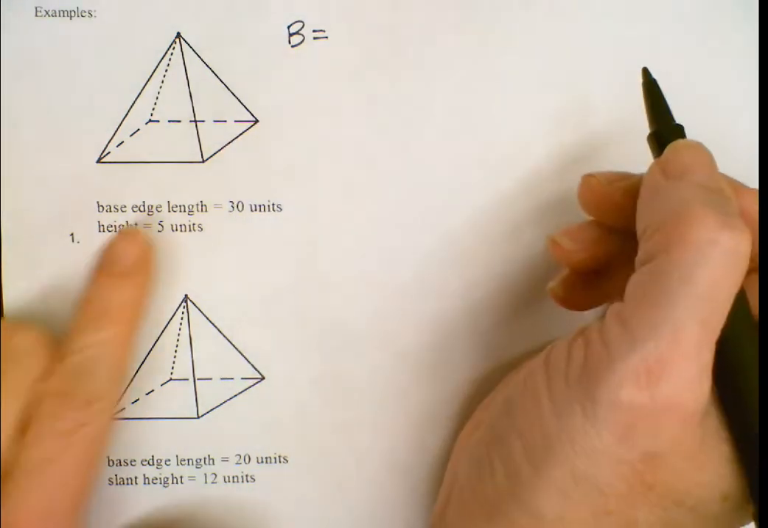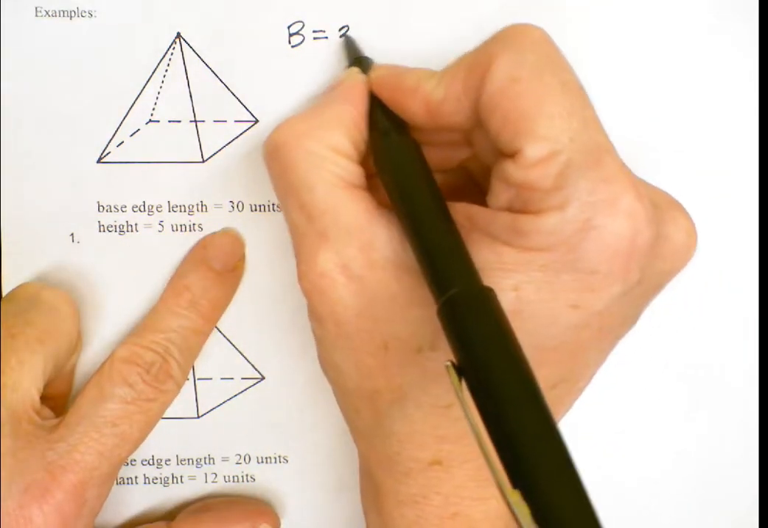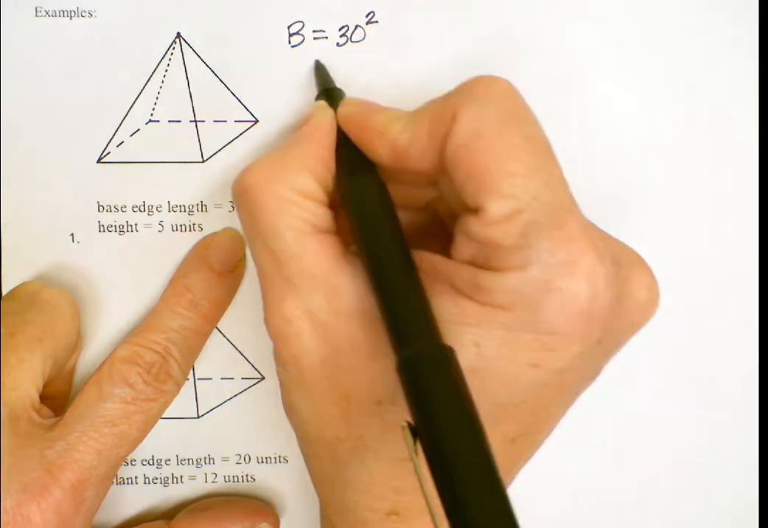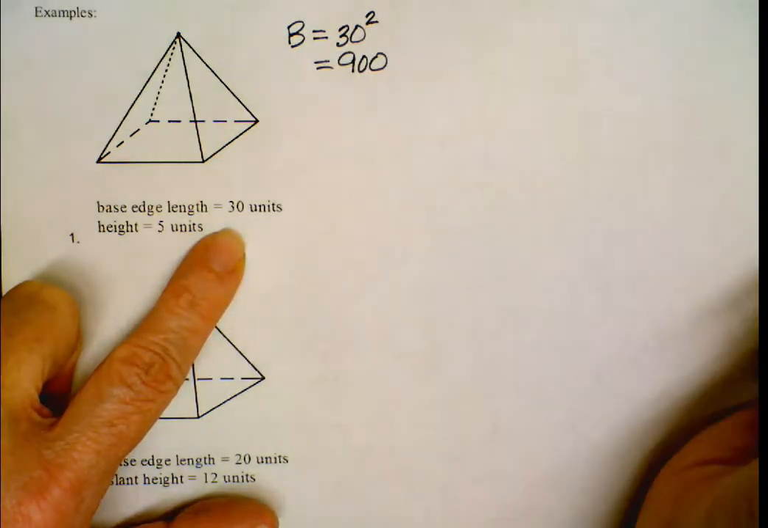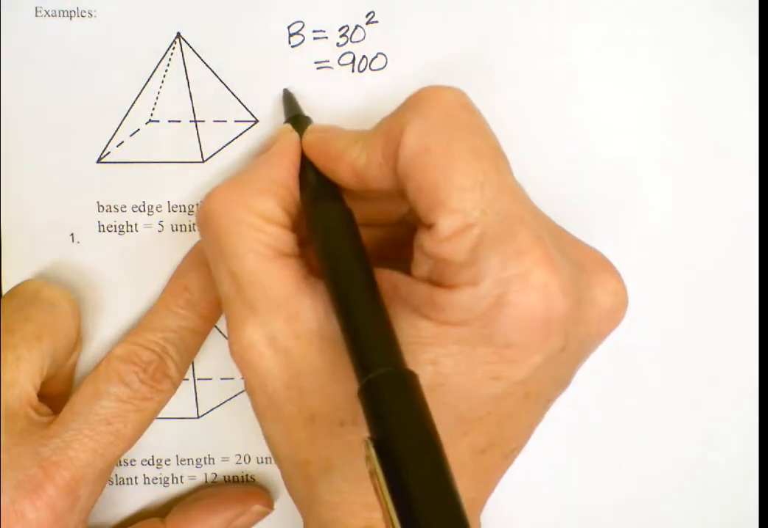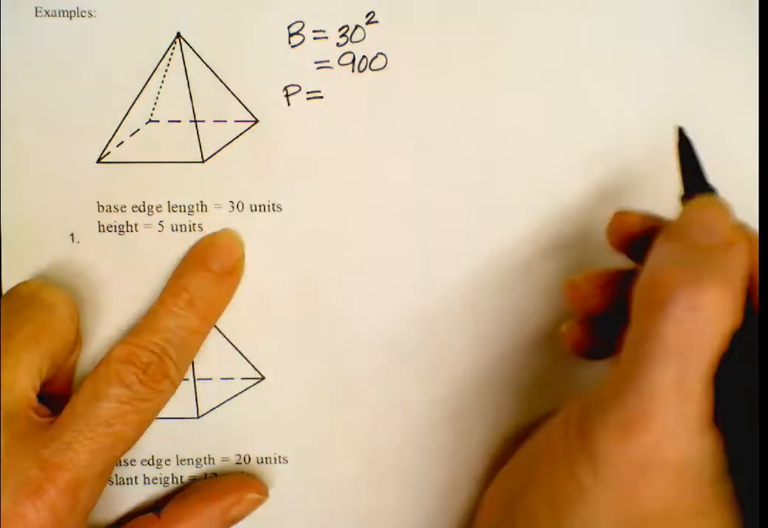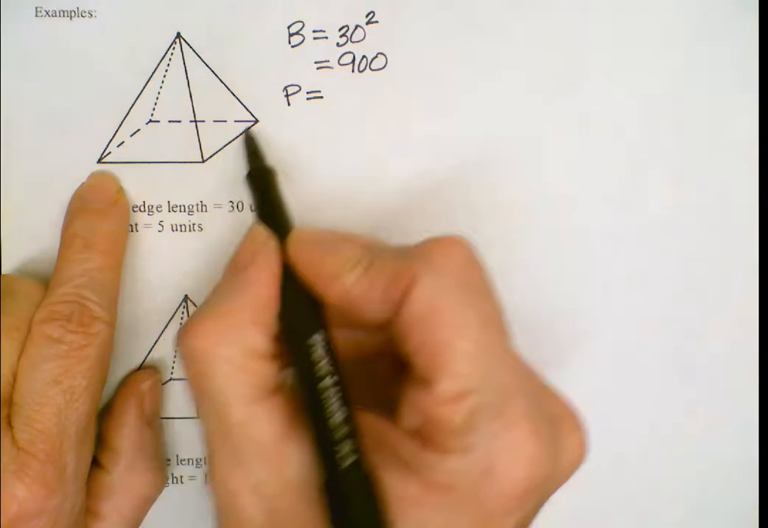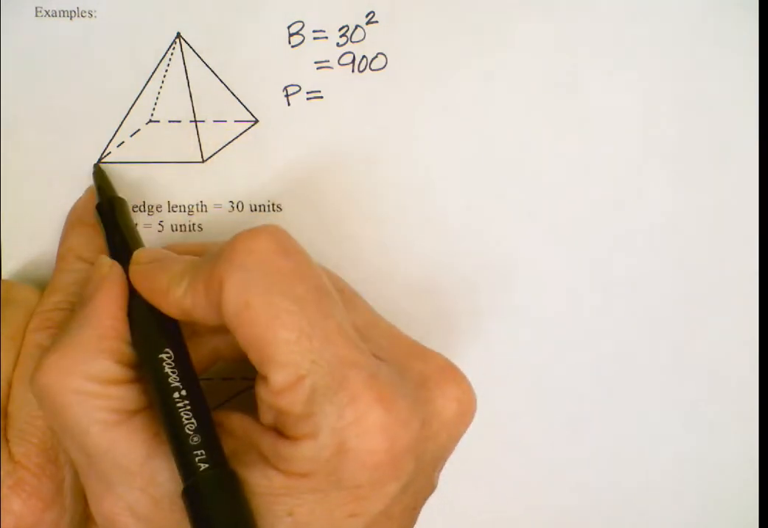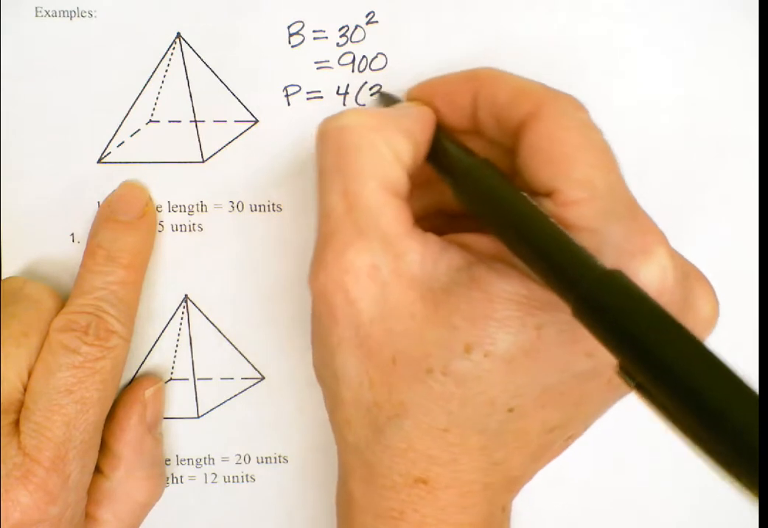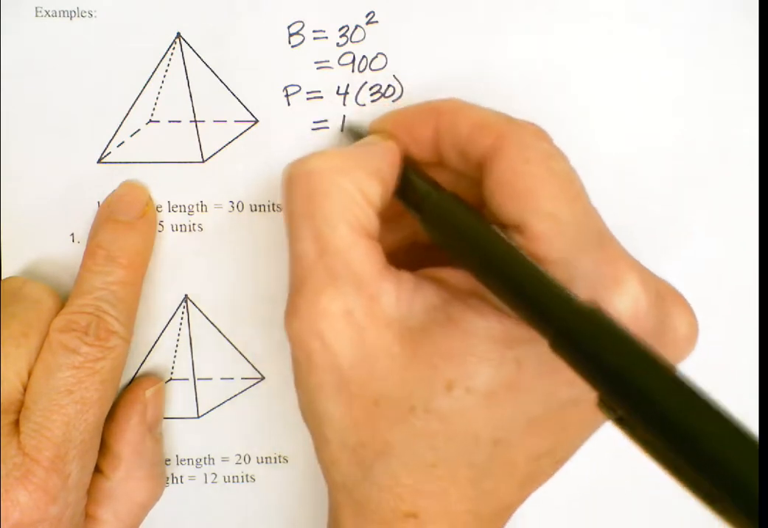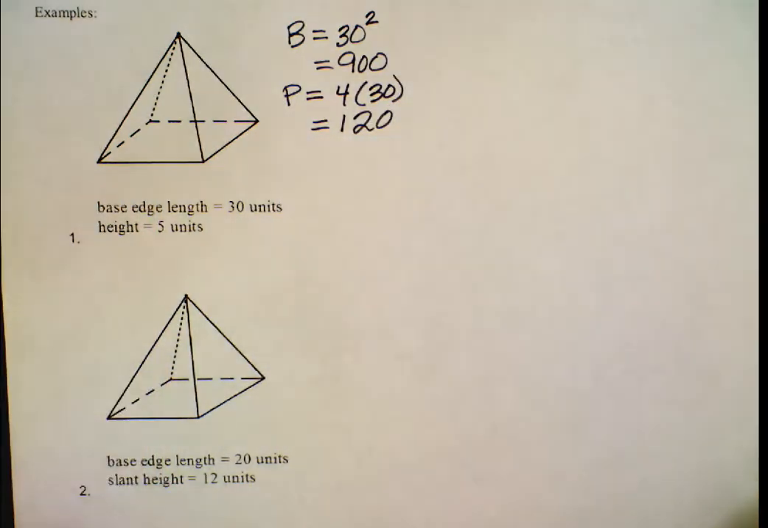Area of a base. Since the base is a square, the area of the square would be 30 times itself, or 30 squared, which gives us a capital B value of 900. For P, that capital P value is the perimeter of the base. So in this case, the base has 4 edges, each of which is 30 units long. So 4 times 30 gives us a value of 120 for that P value.